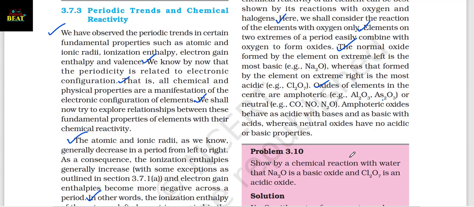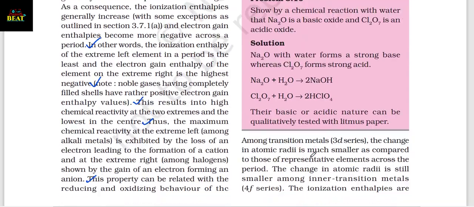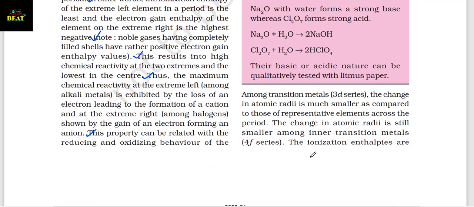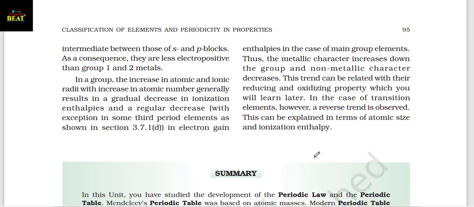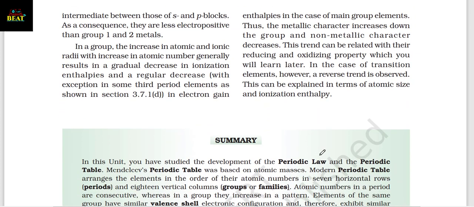Amphoteric oxides behave as acidic with bases and as basic with acids, whereas the neutral oxides have no acidic or basic properties. Among transition metals, that is the 3d series, the change in atomic radii is much smaller as compared to those of representative elements across the period. The change in atomic radii is still smaller among inner transition metals, that is the 4f series. The ionization enthalpies are intermediate between those of s and p blocks. As a consequence, they are less electropositive than group 1 and 2 metals.